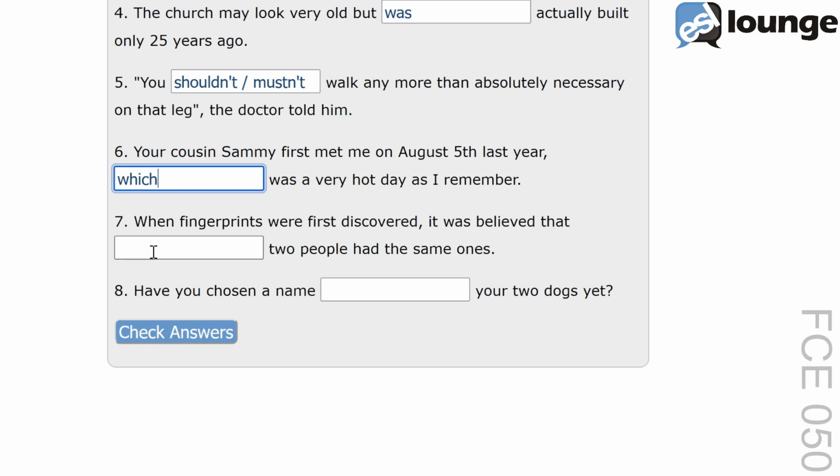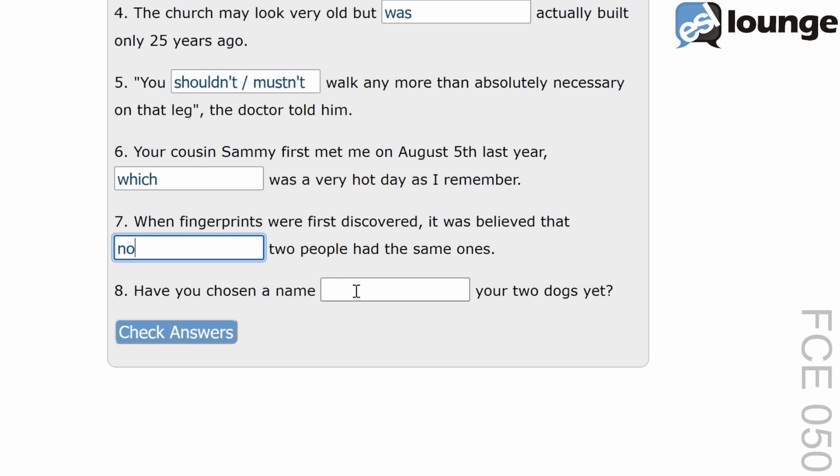Question 7. When fingerprints were first discovered, it was believed that blank 2 people had the same ones. The correct answer is no. No 2 people means not any 2 individuals. For example, no 2 people are alike. Another example, no 2 days are the same.